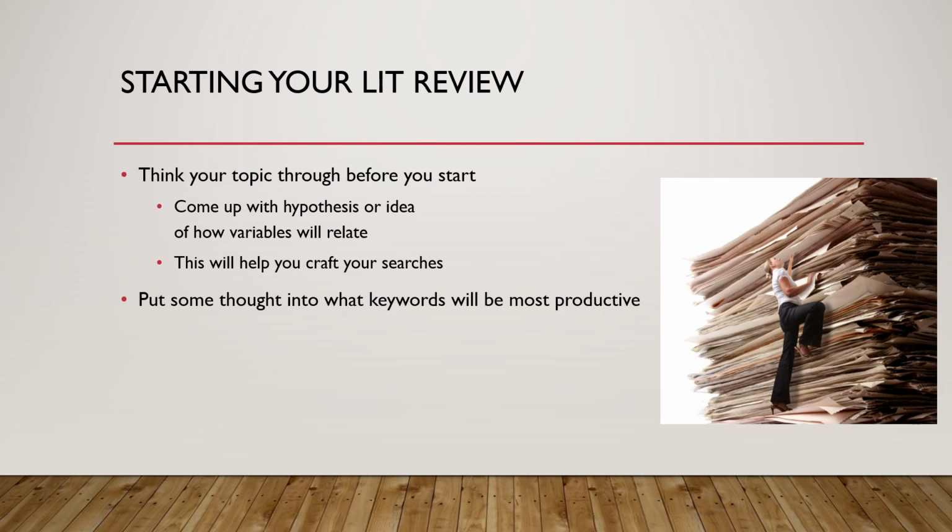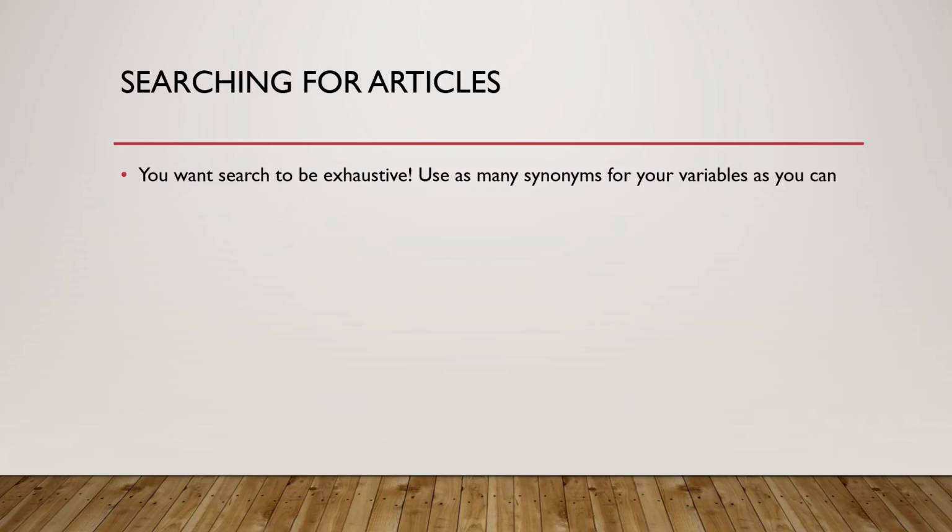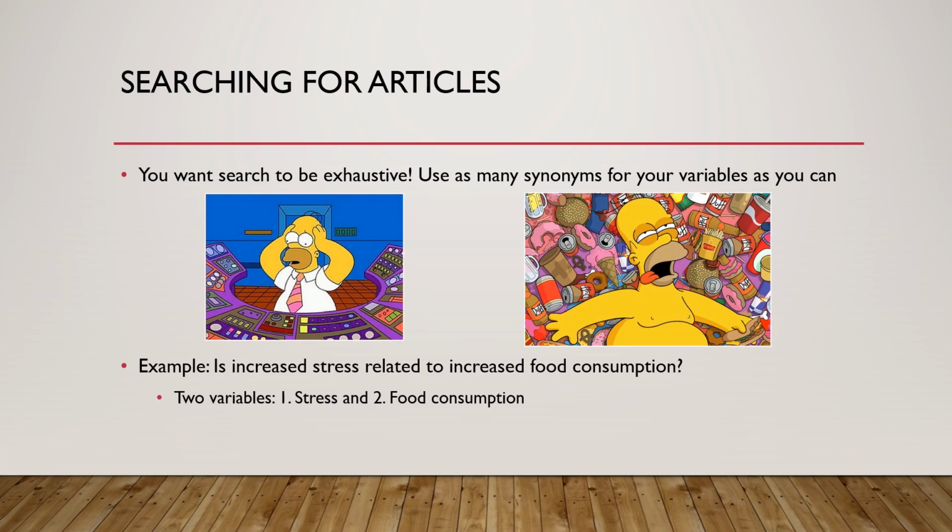Just like any Google search, like you guys do regularly, the keywords are the best way to find what you are looking for. Speaking of keywords, you want to be as exhaustive as possible. That means use every kind of triangulation of the topic as possible. And this is going to require using a lot of synonyms for your variables. For instance, I might be a researcher interested in how stress might be related to increased food consumption. As we get more stressed, do we eat more? And so I might have a keyword of stress and food consumption, and that's a good start. But again, we want to be exhaustive.